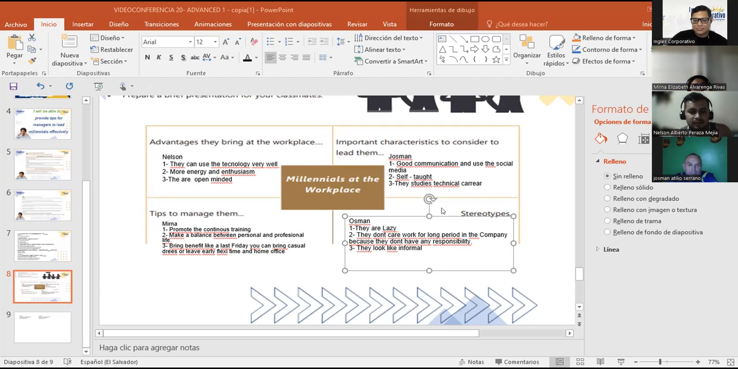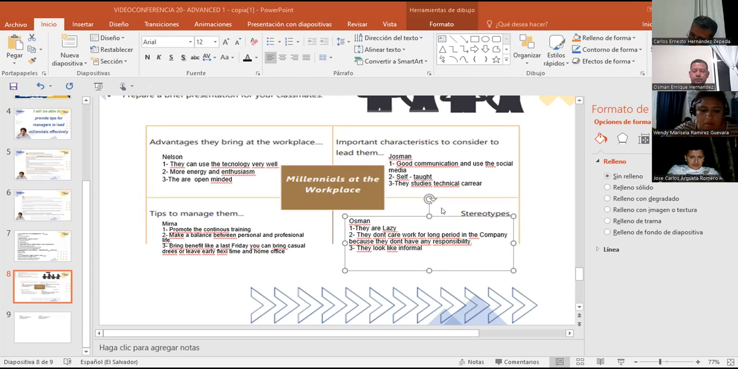An important characteristic to consider, for LinkedIn for example, is to analyze millennials' good communication and use of social media in the company and their activity in learning. They study technical careers, shorter studies, because it's important to practice and learn social media or just the technical side of technology.